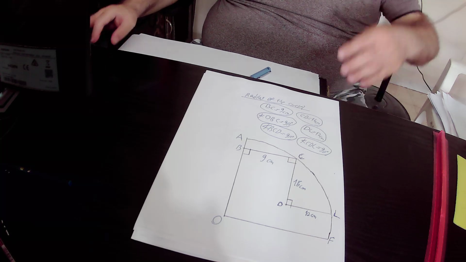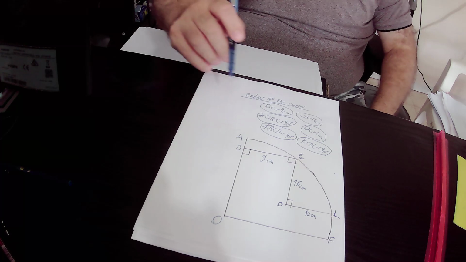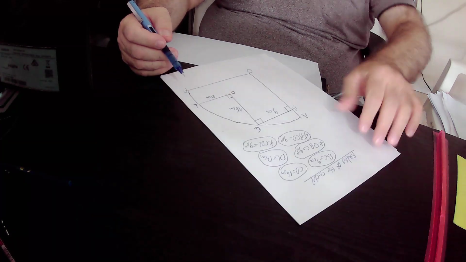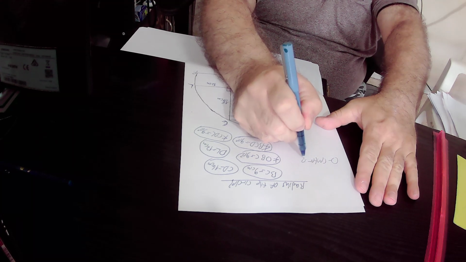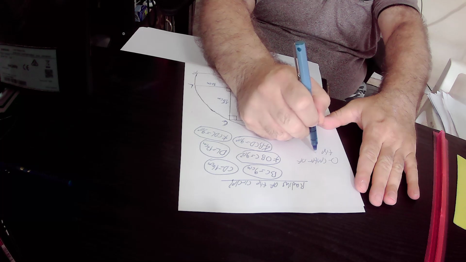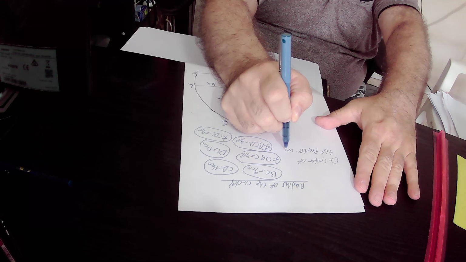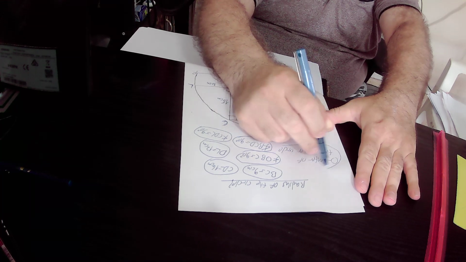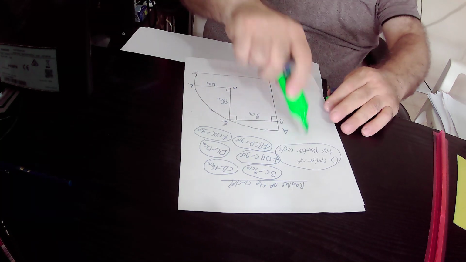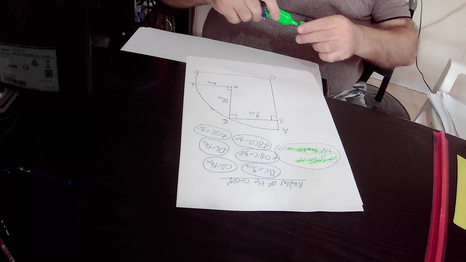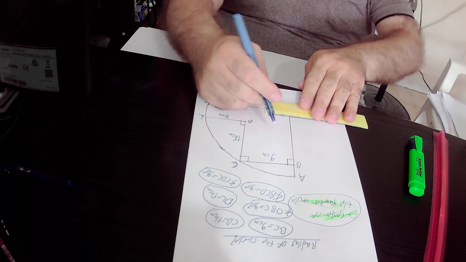Okay, so because this is a quarter circle, we can conclude that point O is the center of the quarter circle, so I write it down. Point O is the center of the quarter circle. This is the first thing. In addition, we can conclude that this angle BOF is equal to 90 degrees, it is a right angle.